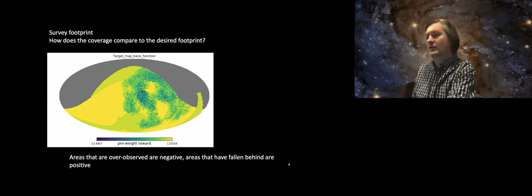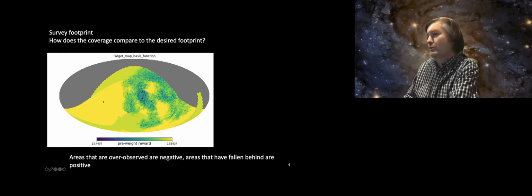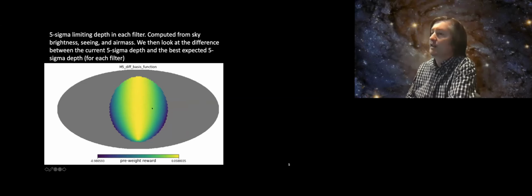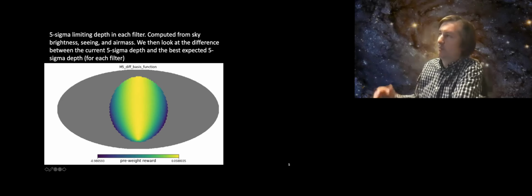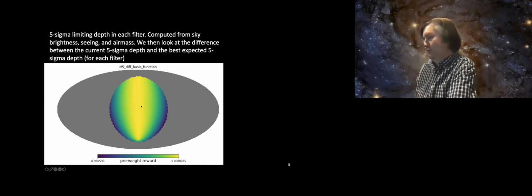And so here's what these basis functions look like when we run a simulation. We have our survey footprint, and so we take what we have surveyed minus what our idealized survey footprint would be, and that gives us one basis function. Another is looking at the 5 sigma depth in each filter across the sky. I'm doing this in an alt-az projection, so zenith is the center. And then we difference this with what the best possible 5 sigma depth would be. In this particular snapshot, the moon is down, and so this basis function is telling us we should observe on the meridian, which is correct.